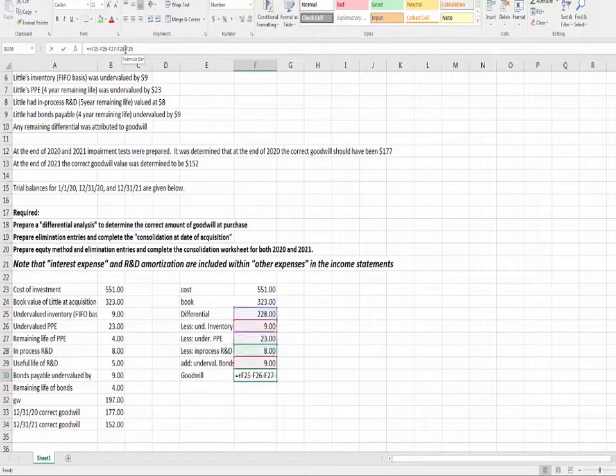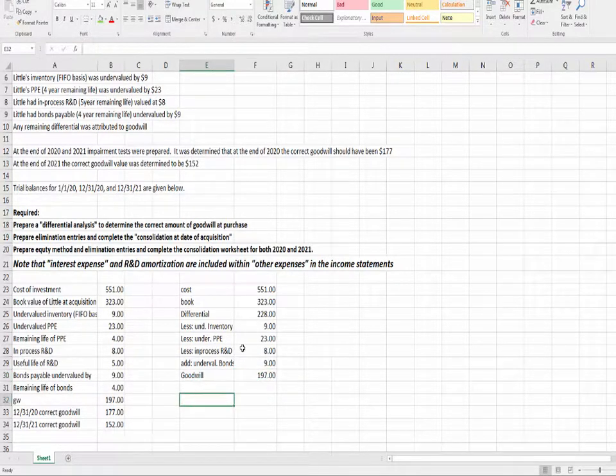I got carried away. That should have been a plus F20. There we go. Goodwill 197, and that's also the amount that's shown over here. That's why I knew it was wrong. Well, I should have added that.